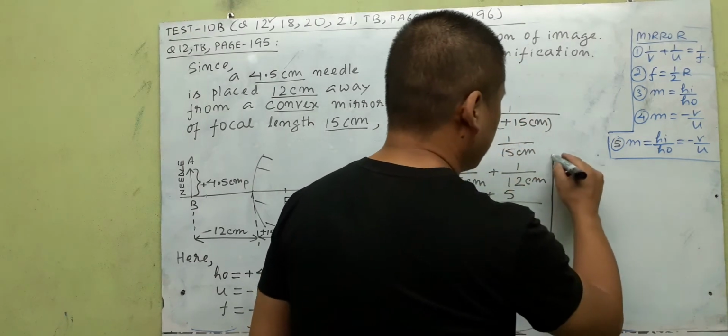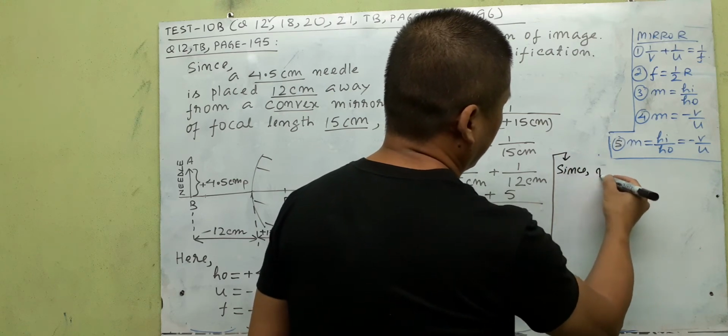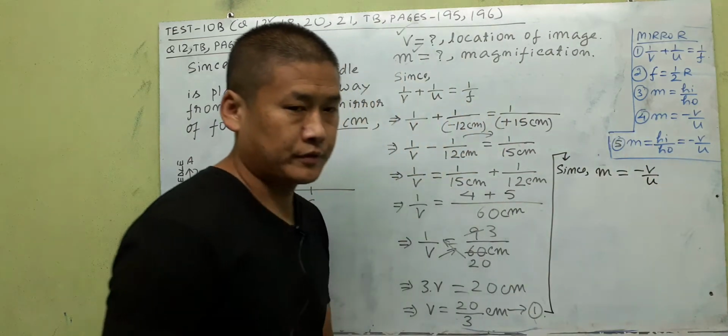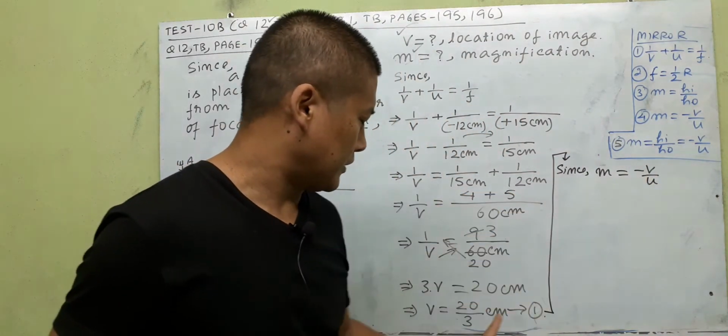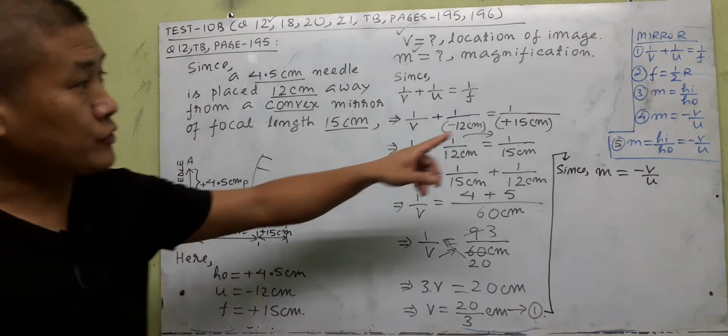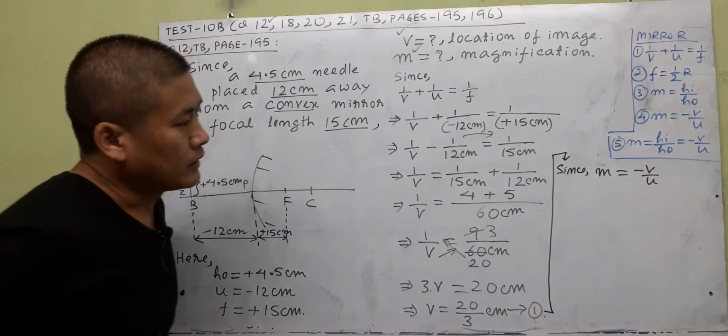We can do slowly. Since we know the formula for M, I think this time we need to use minus V by U. Why? Because minus V is also there now, and U is there already. We can't use the HI by HO because HI is not yet given. So let us do that now here.